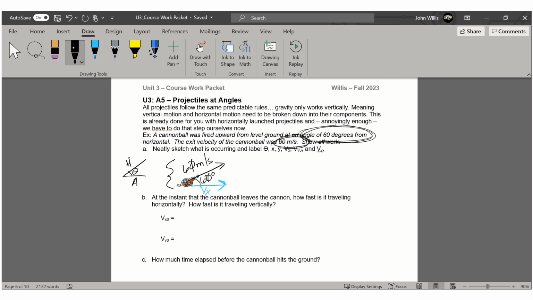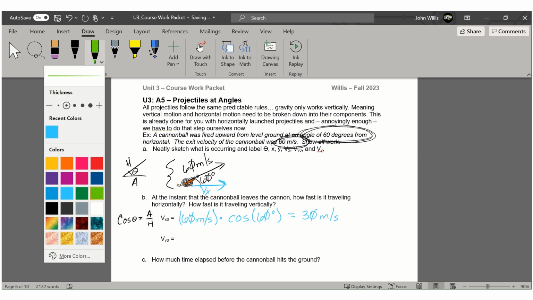Cosine is adjacent over hypotenuse. I'll write it out in all of its beautiful detail. Cosine of theta is equal to adjacent over h. Right, you're adjacent over your hypotenuse. So when I go to rewrite this and I'm solving for that particular component, this is as simple as 60 meters per second being my hypotenuse, sorry for the bell, multiplied by the cosine of my angle, which was 60 degrees. And I multiply those two values together, I should get a horizontal value of 30 meters per second. That's my horizontal piece to this.